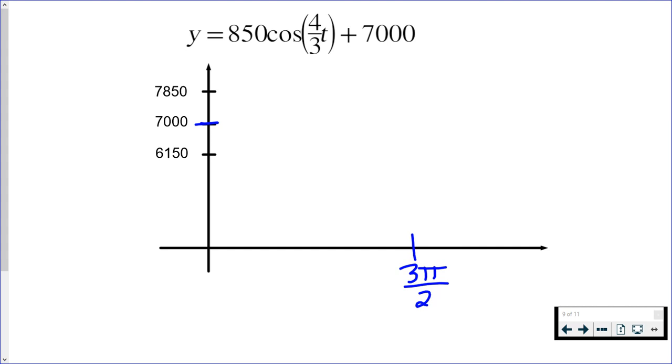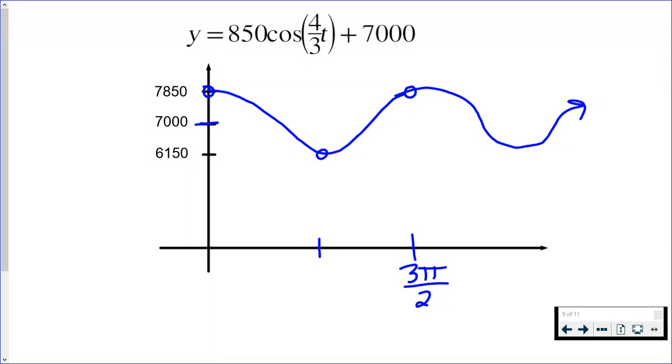So remember, our period was 3 pi over 2. So that means the graph is going to start at its peak of 7,850. Halfway through the period, it'll dip to its lowest point, or its lowest population of 6,150, and then it'll cycle back up to 7,850 by the time we get through one period. And these do go on forever. It got pretty bad after this point, but it's a very rough sketch.